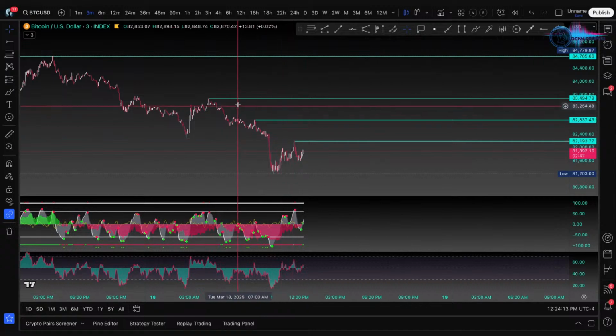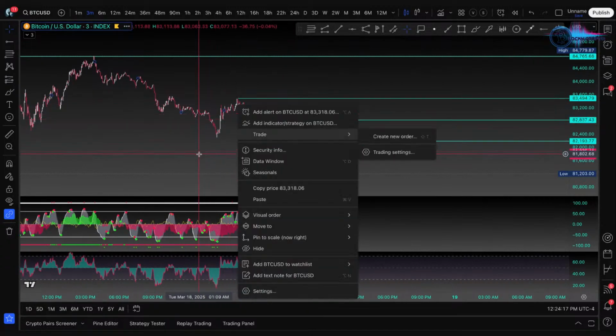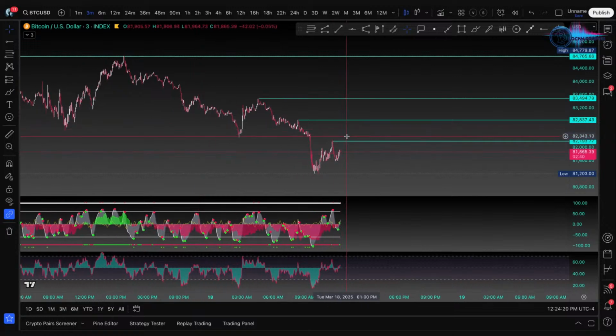But yeah, so that's pretty much Bitcoin. Nothing really else going on. We need certain areas to break before we start going up.